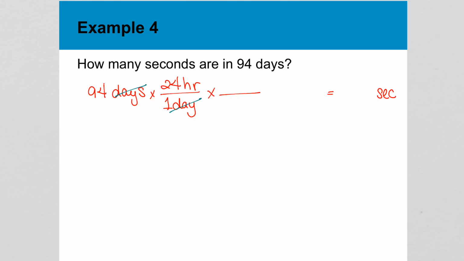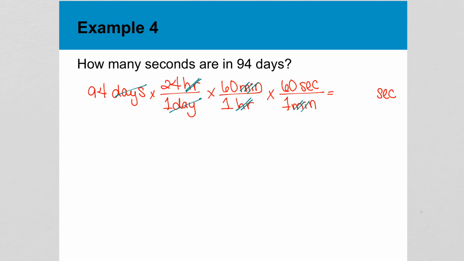Now we need to get rid of hours. When we go down to minutes, there are 60 minutes in an hour. Since 1 hour was on top before, in the next fraction it needs to be on the bottom. 1 hour is 60 minutes. And that makes our hours go away. And last, let's get to seconds. We know that 1 minute has 60 seconds. Minutes needs to go on the bottom, 60 seconds on top. And our minutes will go away.